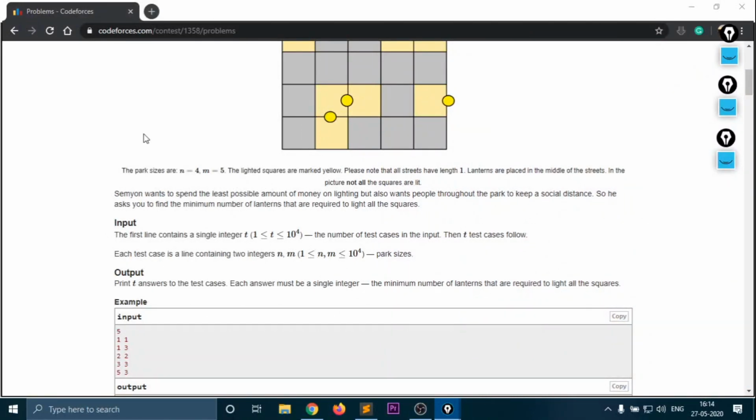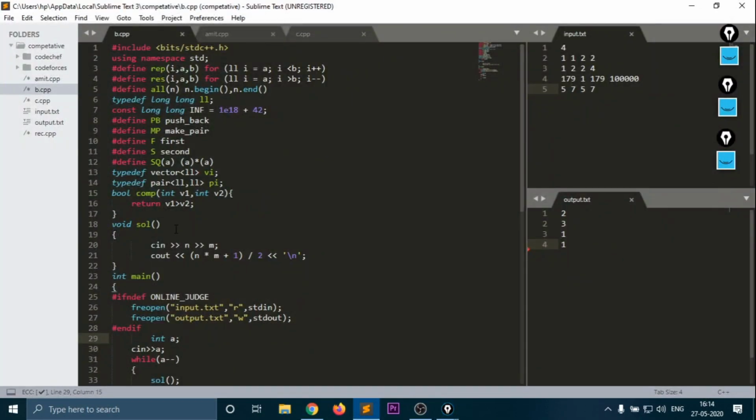Now let's see the code. Code will be pretty simple. We can take two variables and then multiply them, and then in case of odd, we have to increment that by 1 and then divide by 2. So we will get the answer.